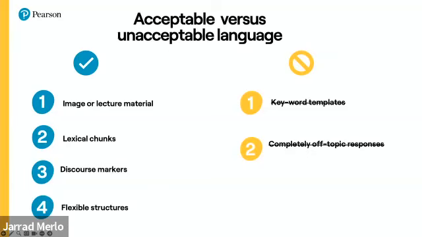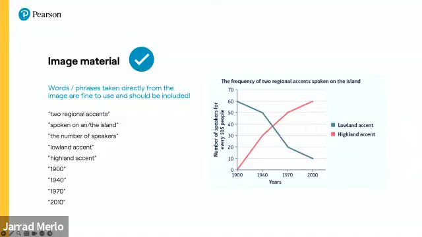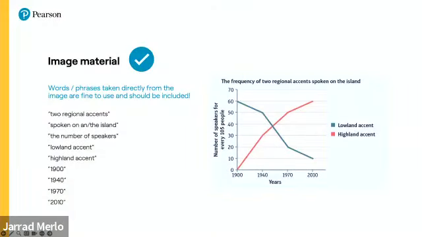So we'll start with number 1, image or lecture material. Words or phrases that are taken directly from the image, if you're doing describe image, are absolutely fine to use and should be included. Why? Because this is relevance. They need to talk about that image. And if that image has some words on it, say the title or the x-axis or y-axis or whatever, they can absolutely use that language. So with this particular graph here, we can see phrases like 2 regional accents spoken on the island, the number of speakers, lowland accent, highland accent, 1900, 1940, 1970, 2010.